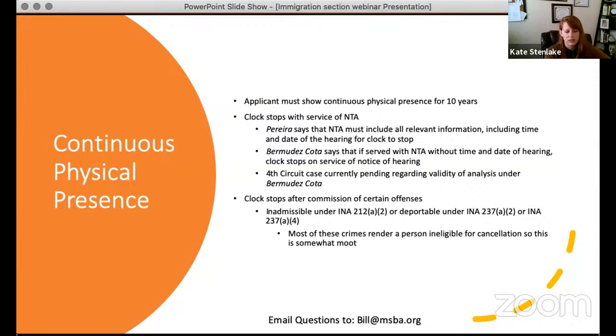Now, we'll talk specifically about criminal convictions when it comes to good moral character in the other part of the presentation. Most criminal convictions that are serious enough to stop the clock also make the person ineligible for good moral character. So in reality, it's kind of moot whether the clock stops, because if you're ineligible for a criminal conviction, it doesn't matter if you have 10 years, but it's something to keep in mind. Next slide.